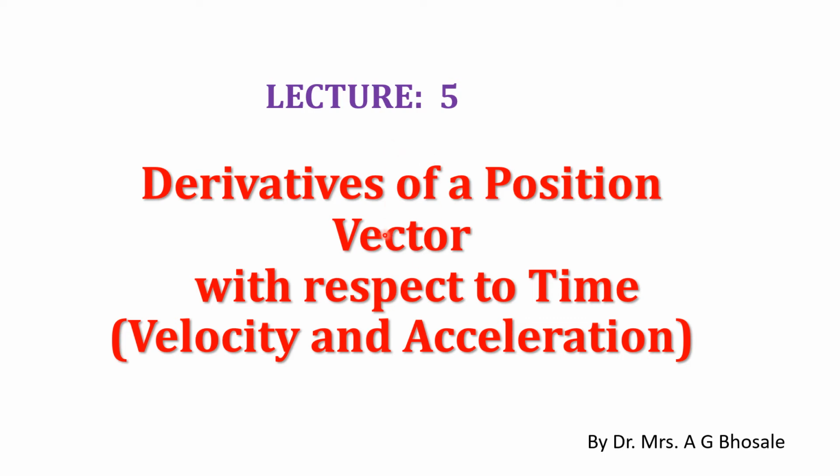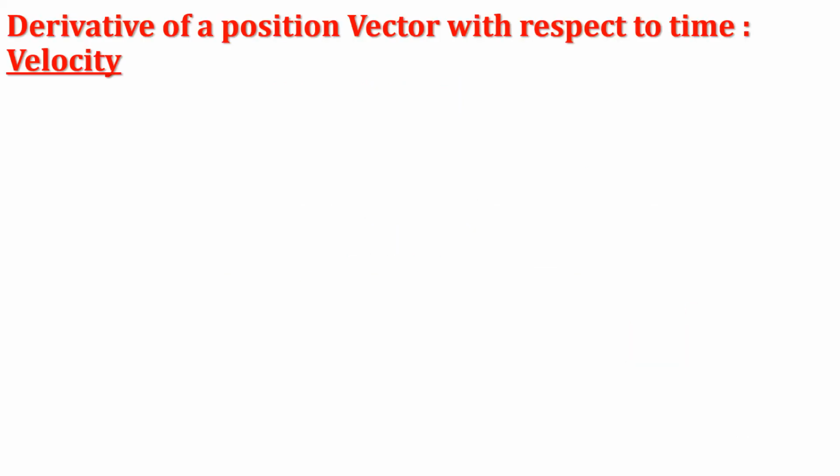Here we discuss the derivative of a position vector with respect to time, for velocity and acceleration. To find the derivative of a position vector with respect to time, the particular point we discuss here is velocity. Now, for that velocity term, how the position vector changes with time t, that we discuss here.